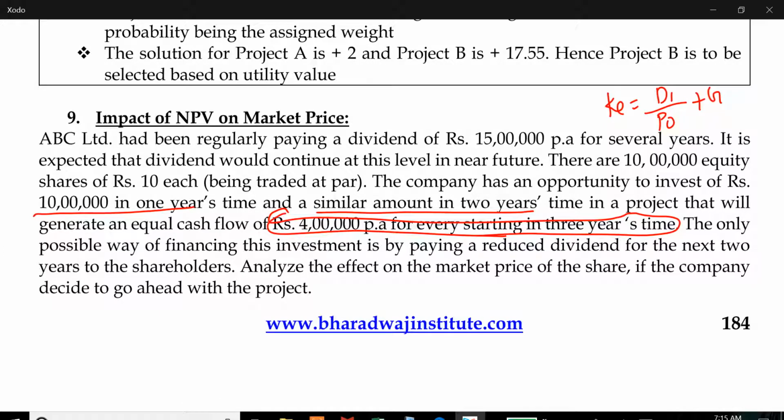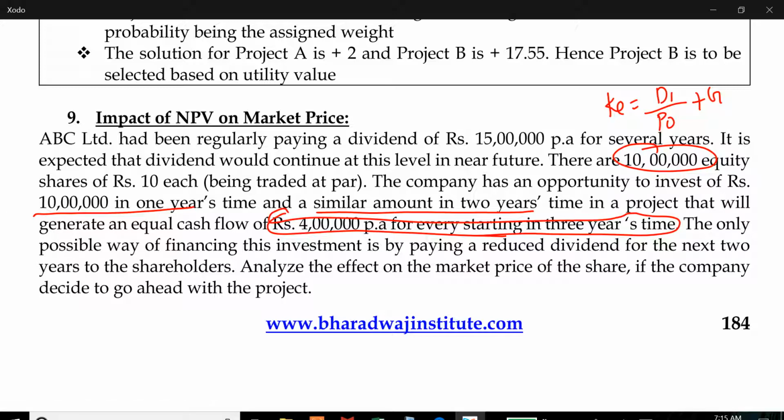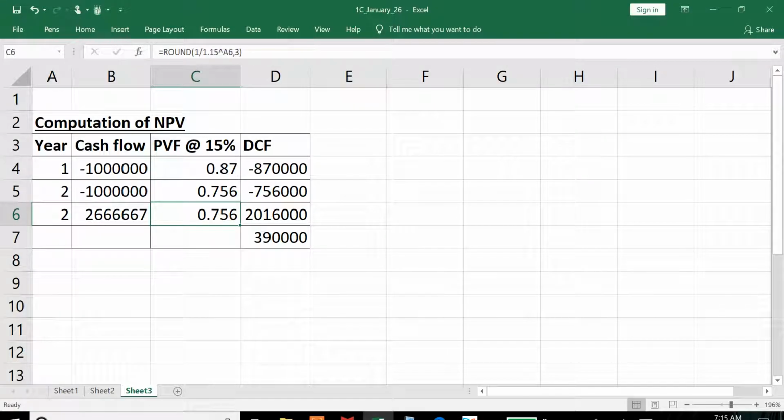This 3,90,000 will be shared by 10 lakh. So indirectly, the share price will go up by 39 paise. That's the impact. Positive NPV, share price will go up. Negative NPV, share price will come down. So next you can write NPV per share. NPV per share equal to 3,90,000 by 10 lakhs.